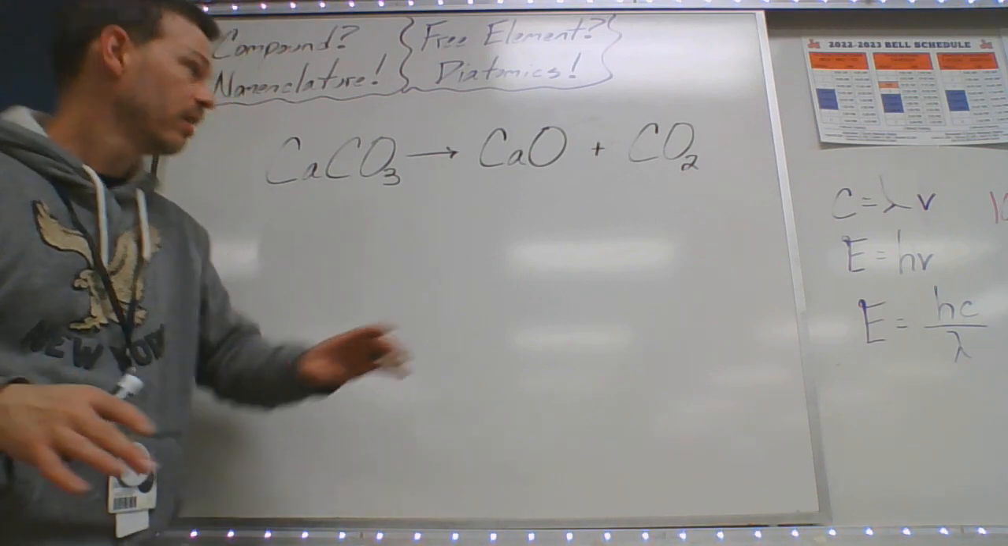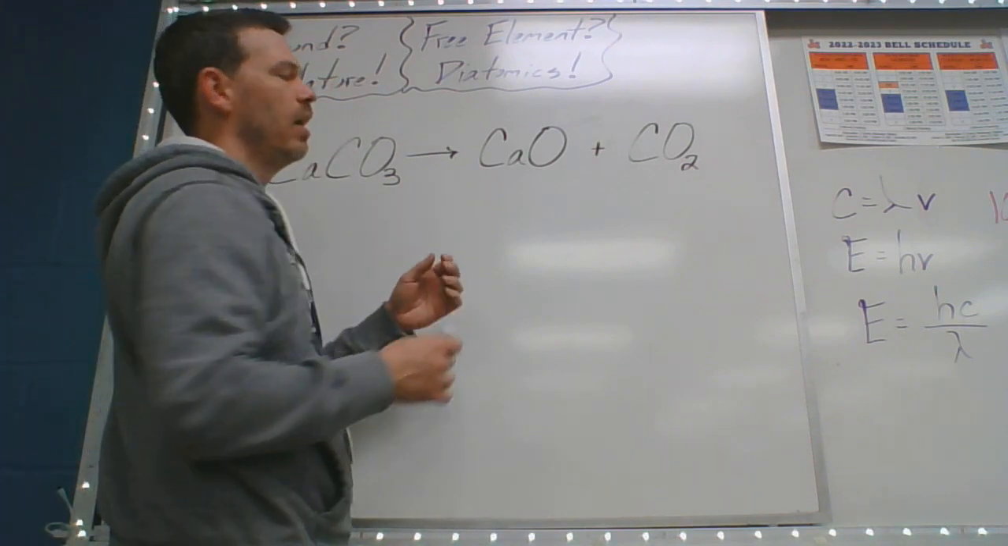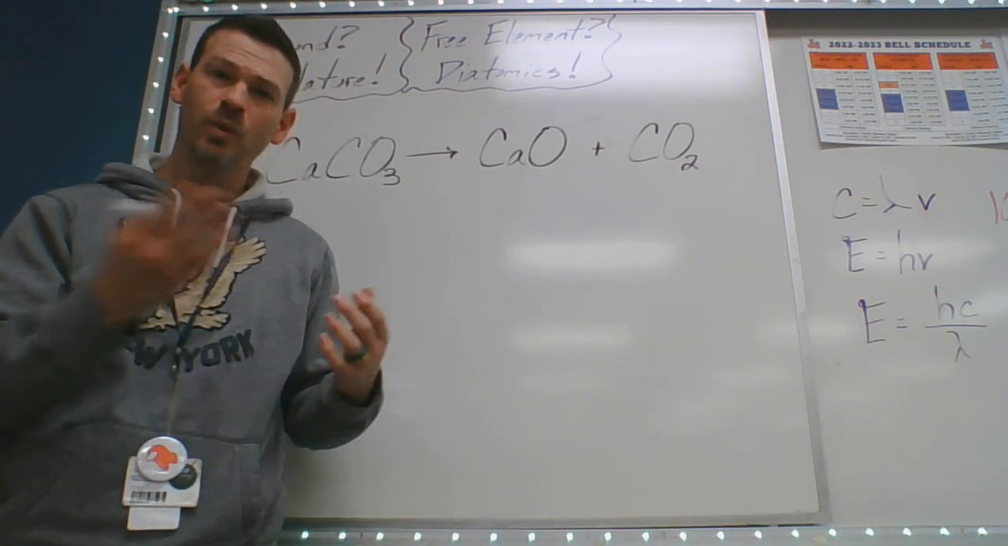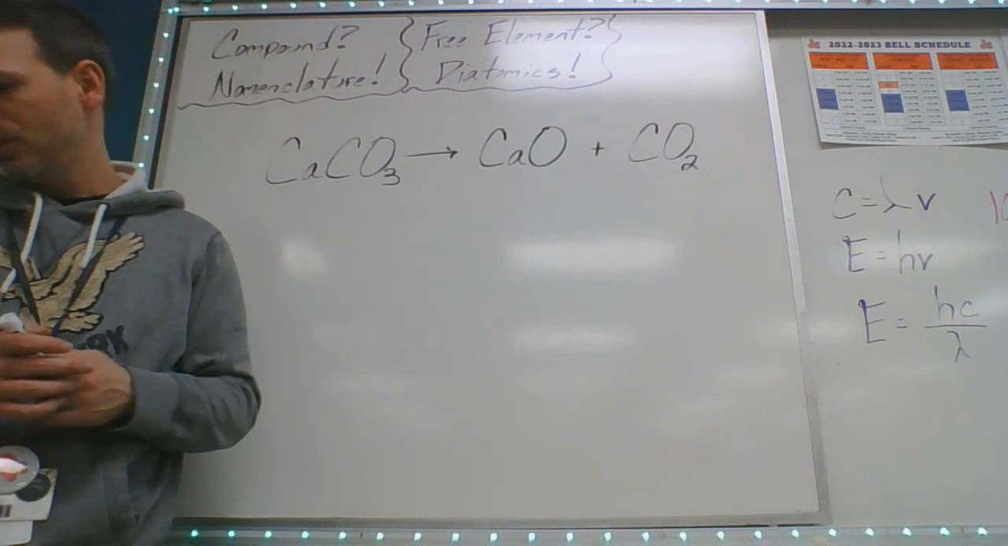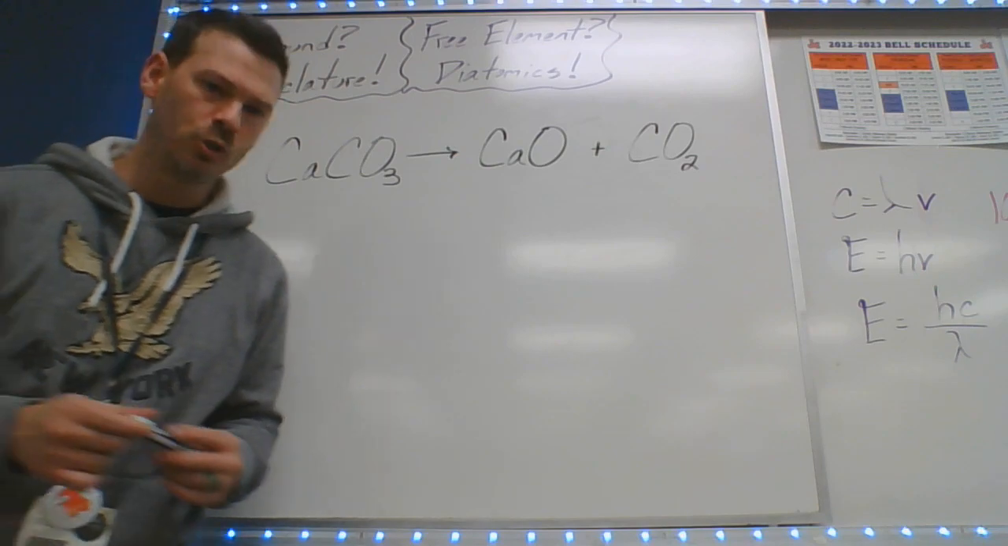Check what you wrote. Calcium oxide is an ionic compound, but it's +2, -2 when you check those predicted charges. So let's do another one.